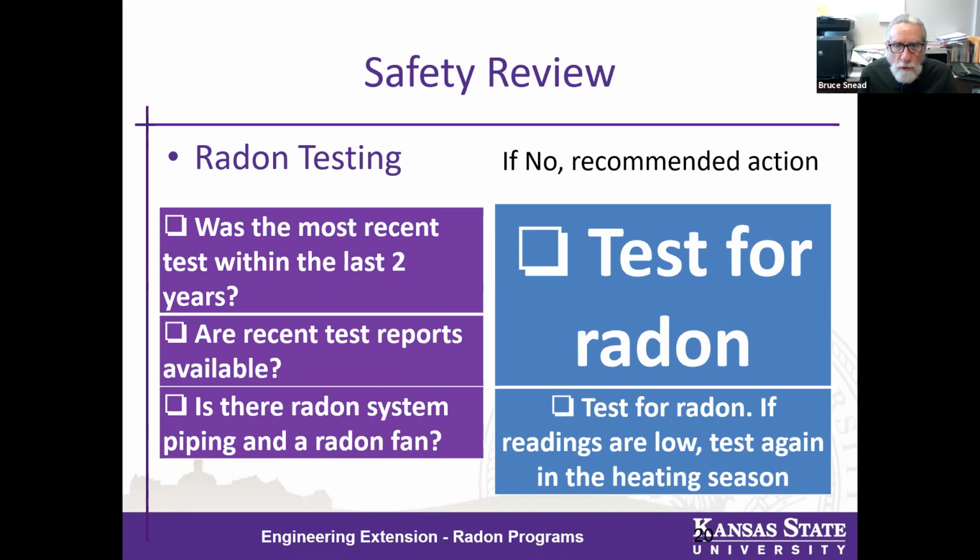So a key question, of course, is, was there a radon test and what are the results and is it available? And if there's not, the recommendation would be to test for radon. Is there a radon mitigation system and fan? If so, tests should be conducted to verify. And of course, we recommend, and the EPA recommends, retesting, as do the standards, at least once every 2 years for homes with mitigation systems.